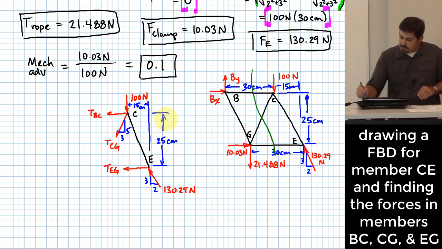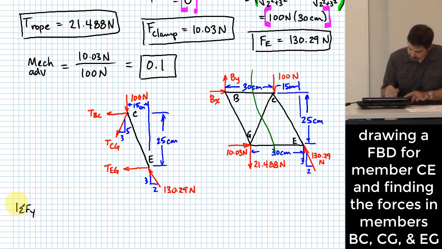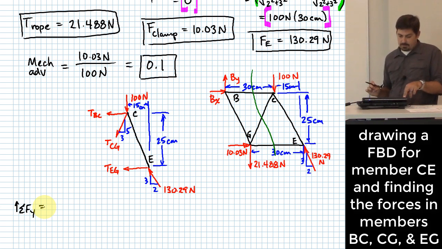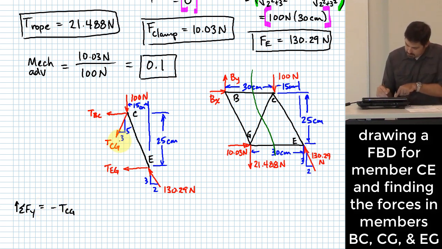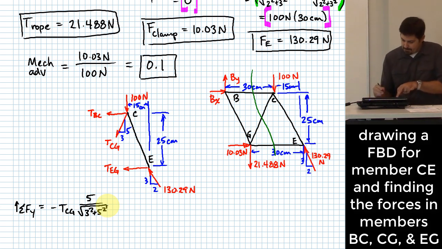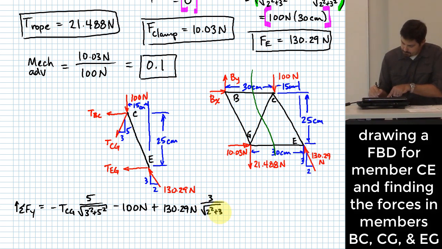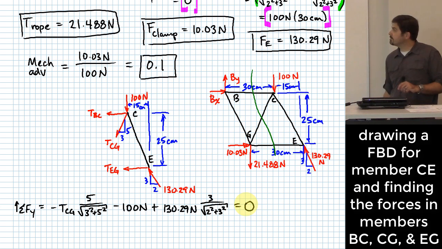Okay, so I think I had a suggestion just now to sum forces in the y direction to find TCG. Okay, sounds good to me. Let's do that one first. Minus TCG, okay, times what? Okay. Then what? Minus 100 newtons plus 130.29 newtons times what? How many unknowns? Okay. One unknown. TCG. One equation, one unknown.